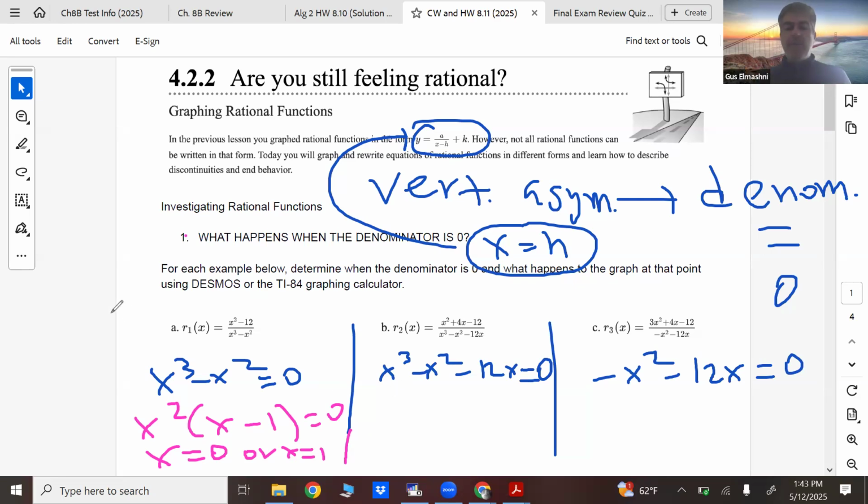Okay, what can you factor out from part B? x again. What's left behind? x squared minus x minus 12. Okay, let's keep going.